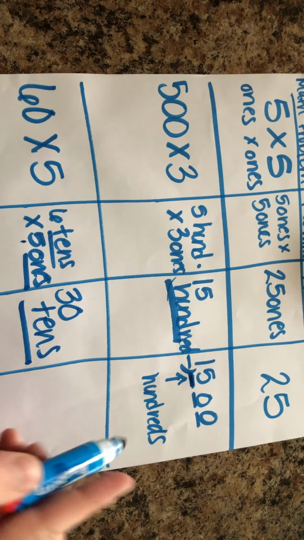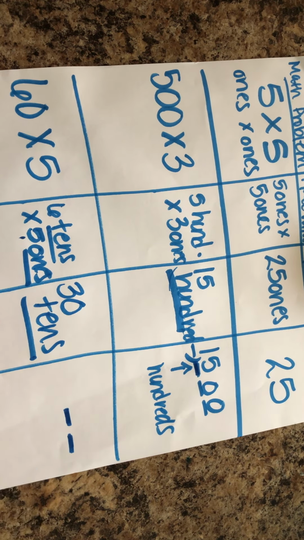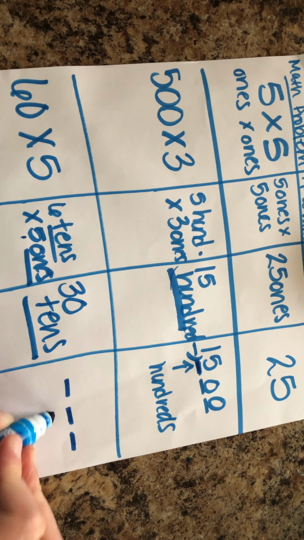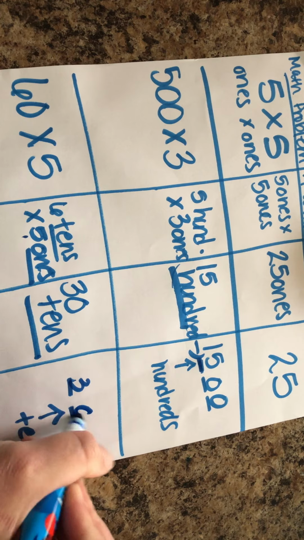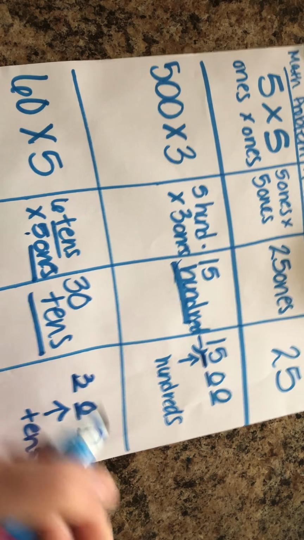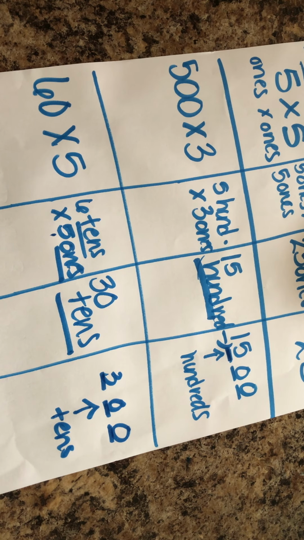Okay, remember how we did it up here. So I need the ones place, the tens place, and I'll probably need one more. So this is the tens place, right? So if I have 30 tens, I'm going to put that there. 30 tens, so I know that 30 tens is 300.